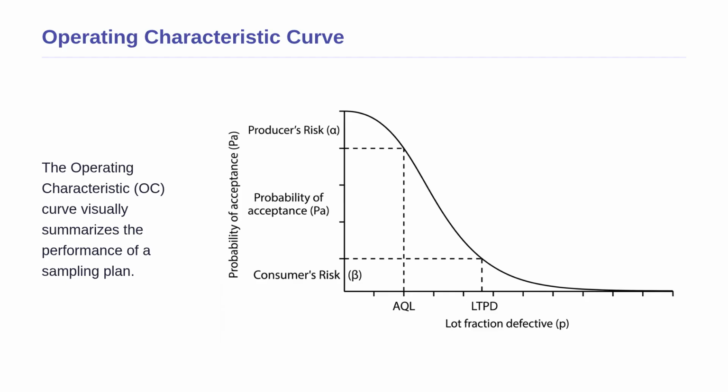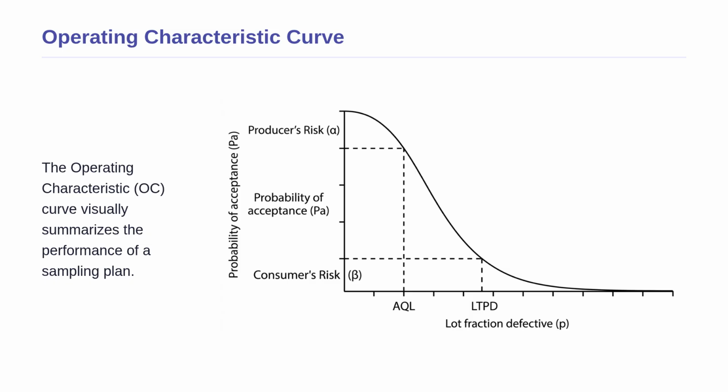This brings us to the operating characteristic curve, which visually summarizes everything we just discussed. Look at the horizontal axis, which represents the true lot fraction defective. The vertical axis shows the probability of acceptance. Notice how the curve starts high and drops as the lot quality gets worse.